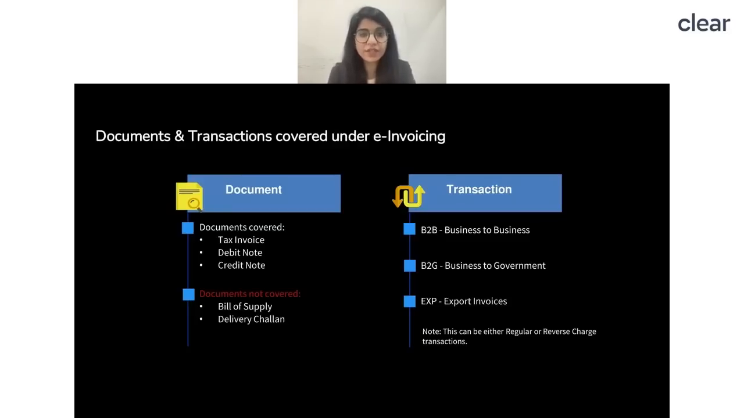I have supplied to a registered person. It's again a B2B document. I supplied some exempted services or maybe goods to this registered person. Whether I am required to generate the e-invoice against this document or not.